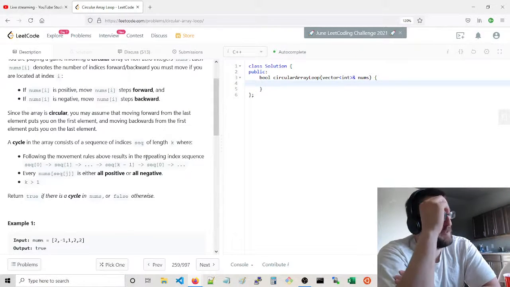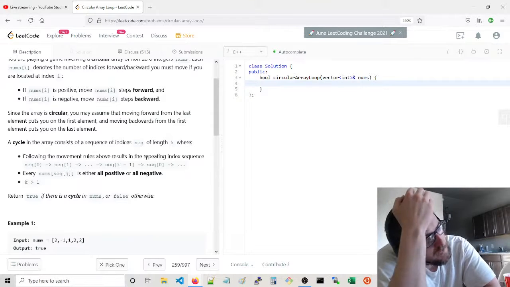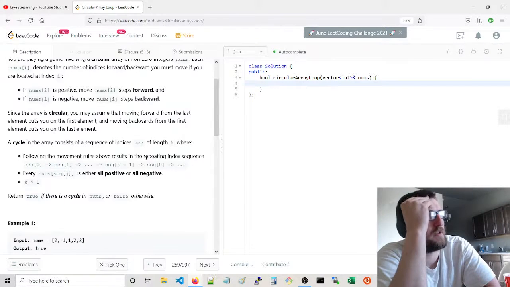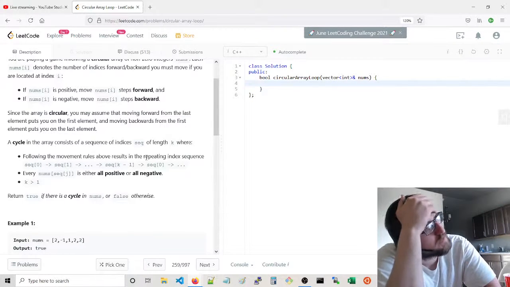If nums of I is positive, move nums of I steps forward. If nums of I is negative, move nums of I steps backward. Yeah, think about this here. How do we do this without using any extra space?